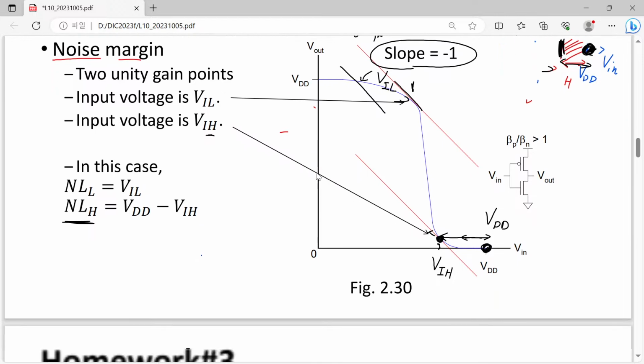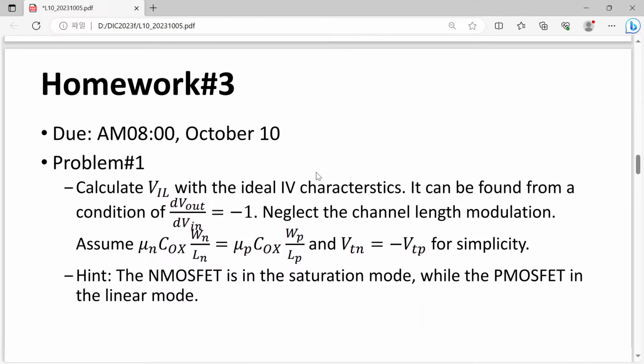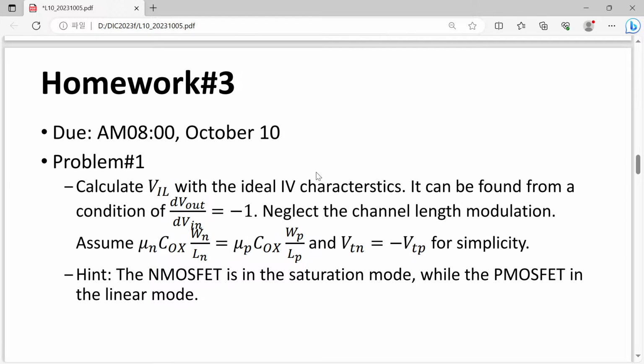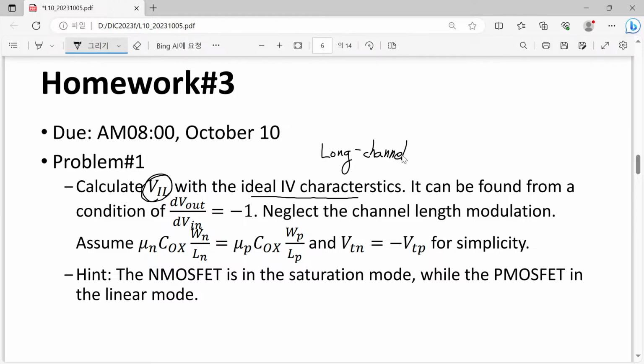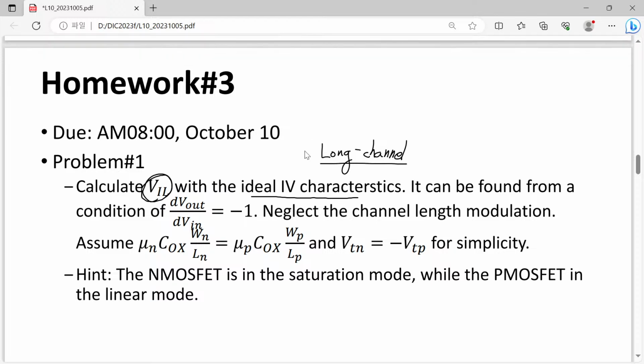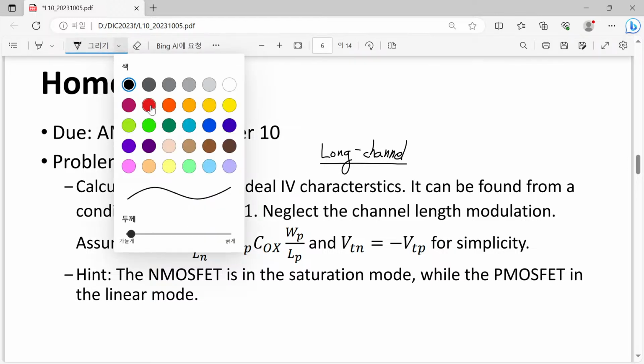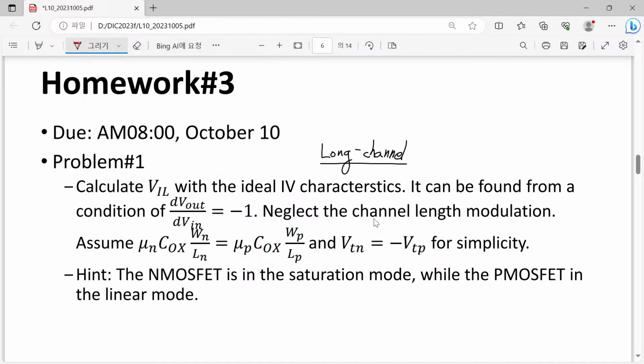Now I will stop here, and you have your long-awaited homework number 3 eventually. Problem 1: calculate the input noise margin value for ideal IV characteristics. It means that you can use long channel MOSFET. Of course, you have to use a more realistic one for practical cases, but this is just a homework problem, so please use long channel IV characteristics, then you can make it. There is a hint already.